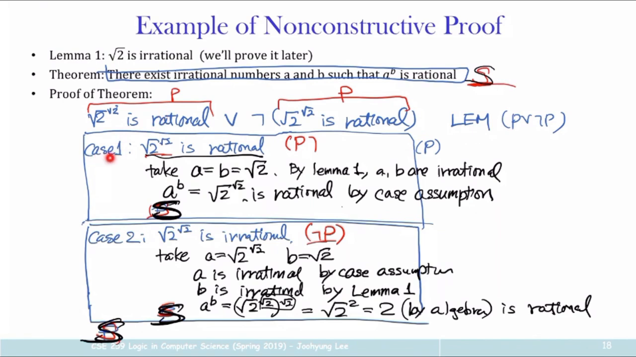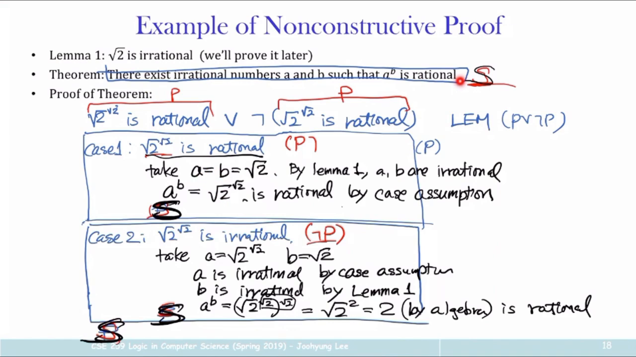Okay? Case 1, if P is true, we can say that a and b are square root of 2. And we know that square root of 2 is irrational. So we found 2 irrational numbers a and b, square root of 2, such that a to the power b is rational. Now this is the interesting part. So square root of 2 to the power of square root of 2 is rational. We didn't prove it, but we assume that this is true. So by case assumption that this number is rational, we found 2 numbers a and b that satisfy this statement S.